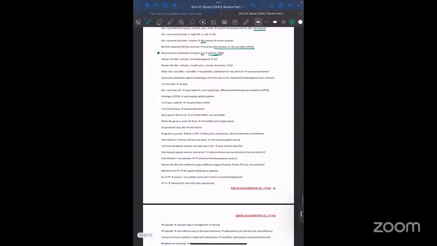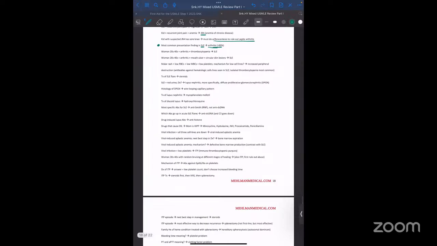Women 20 to 40s plus arthritis plus thrombocytopenia, think SLE. Women 20 to 40s plus arthritis plus a mouth ulcer plus circular skin lesions, also think SLE. Malar rash plus low RBCs plus low WBC, low platelet. What is the mechanism for low cell lines? Increased peripheral destruction. Why? Because the antibodies against hematologic cell lines are seen in SLE. Isolated thrombocytopenia is most common.